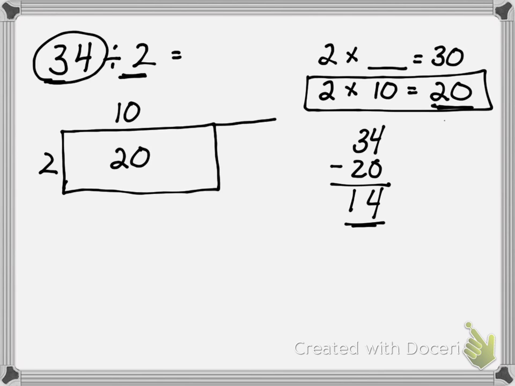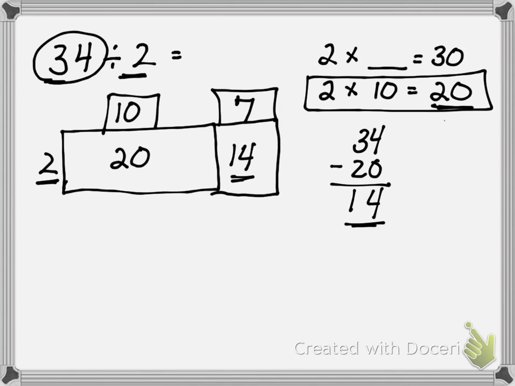So we need to add and extend our area model and put 14 squared units inside that one and say 2 times what gives us 14? And that would be 7. So we add up this plus this, and we get 17. So our answer to 34 divided by 2 is 17.